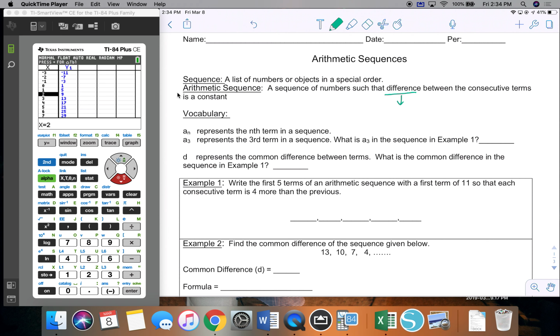So difference can mean minus, difference can also mean a plus. So we are adding or subtracting things and that's our difference. That's why it's arithmetic today.